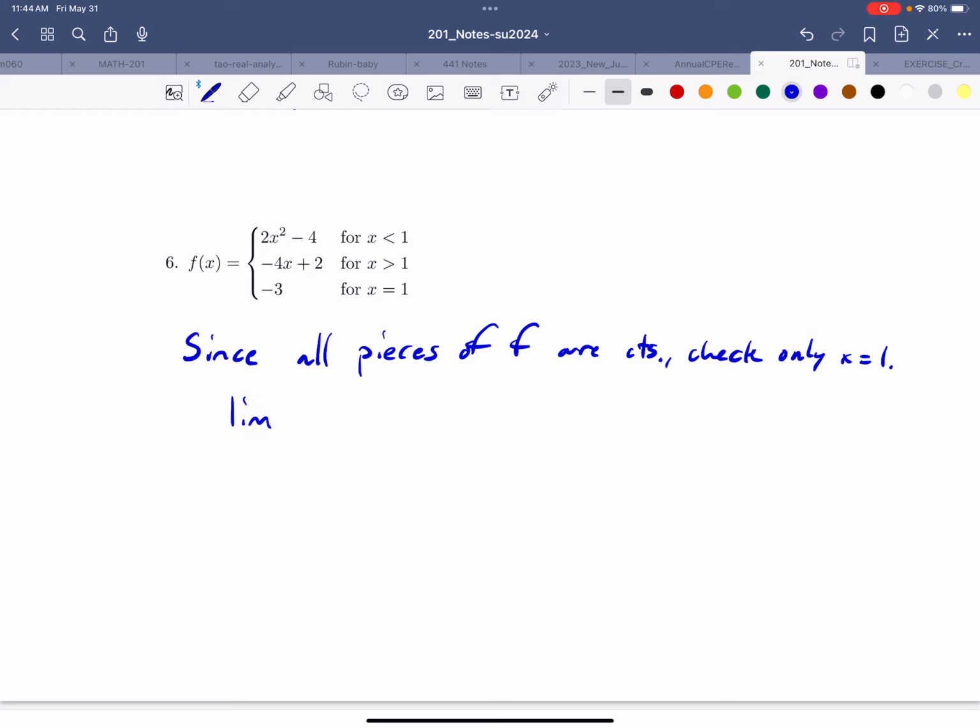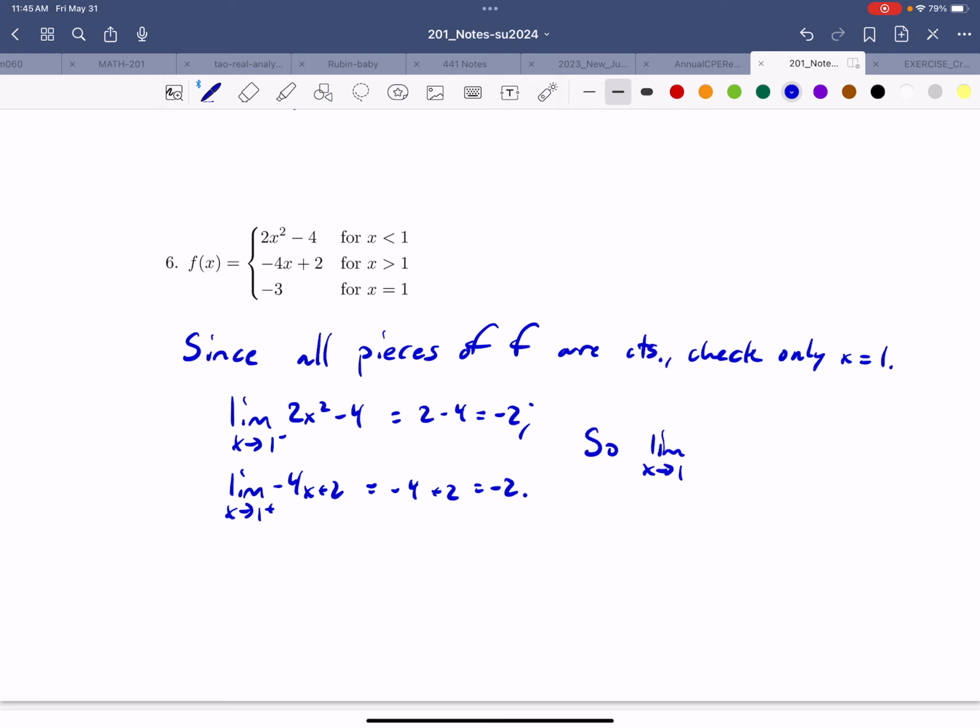So we just take a look at the left-hand limit. Limit as x approaches 1 from the left of f of x. Just plug it in. Let's look at the right-hand limit. Well, if we're looking at x greater than 1, then I hope you see that we're doing this function, right? Because that's what's defined for x greater than 1. And we plug it in. And we get negative 4 plus 2. Oh, it equals negative 2. So the limit as x approaches 1 of f of x does exist, and it equals negative 2.